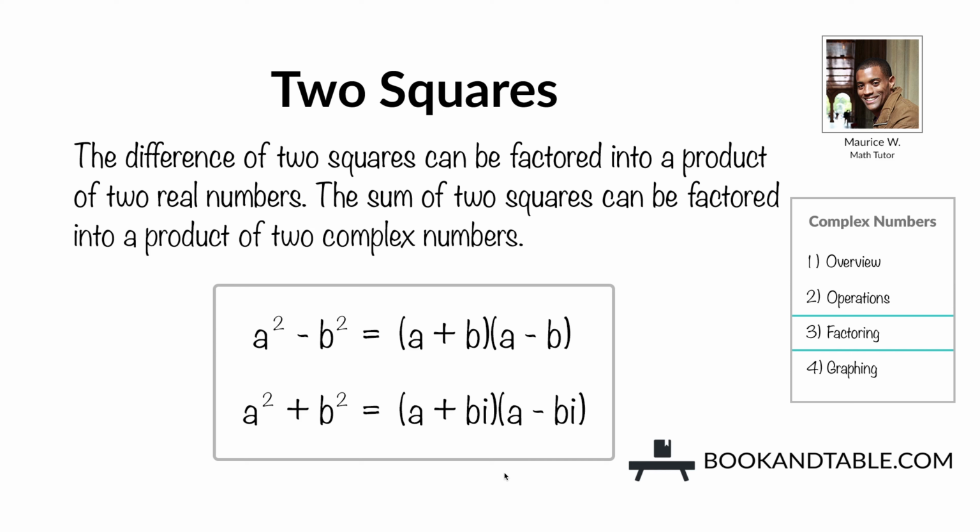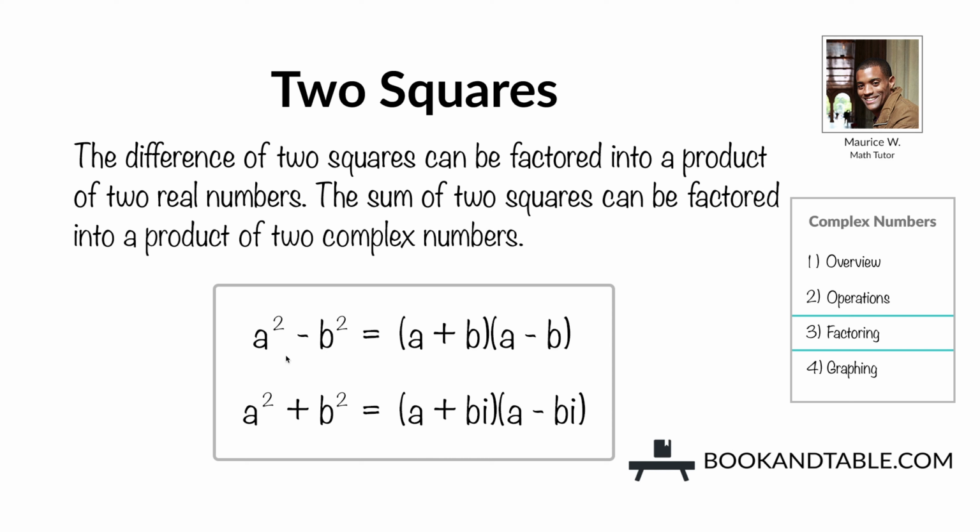Let's now move on to the third section of the chapter. We'll now be discussing two different situations in which you'll be factoring polynomials and you'll wind up with complex numbers as roots. The first situation I wanted to discuss is when you have two squares, such as a squared and b squared.